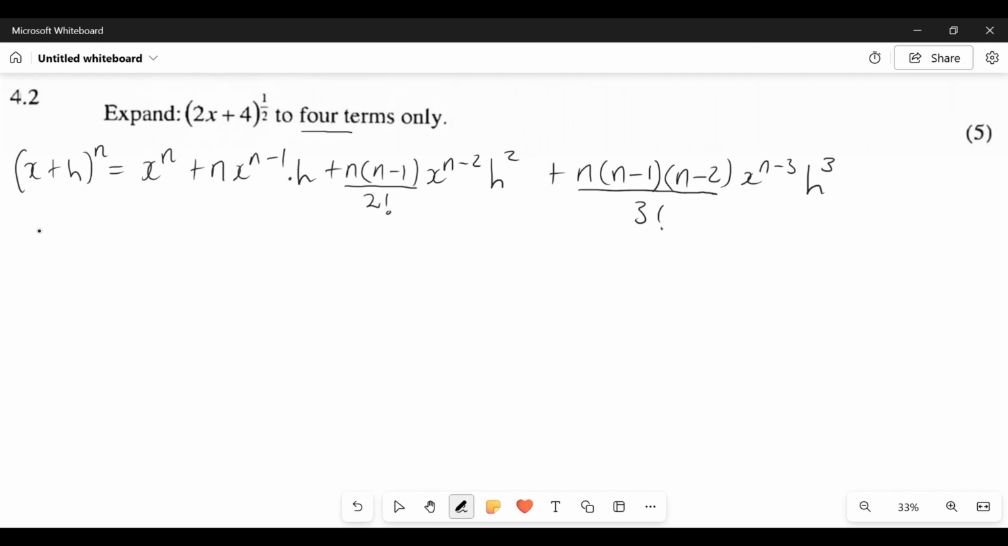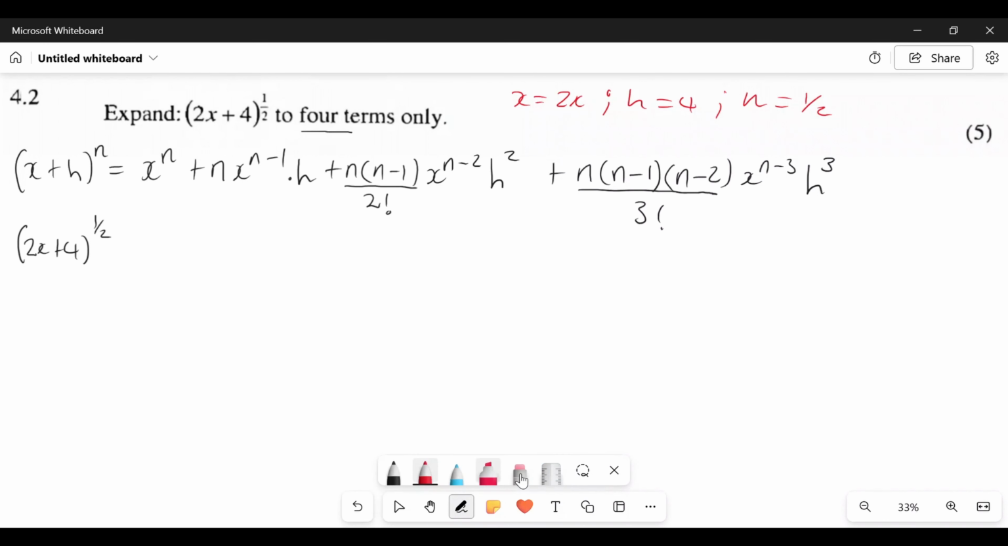Now let's rewrite our expression then. So we know that we have (2x + 4) to the power of half, right? In this case, let me just name them on top here, because this can be confusing. Our x here is actually 2x, and our h is actually 4, and our n is actually 1 over 2. So when we substitute, we should consider that most people tend to forget that coefficient of x when we substitute. So let's start.